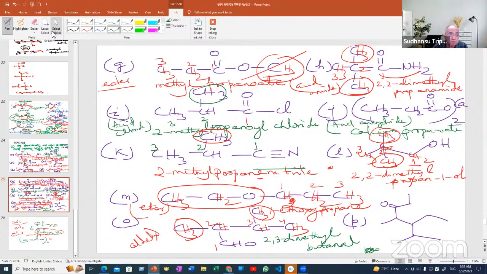And last but not the least is a ketone once again. This one. C double bond O is there in an internal position.